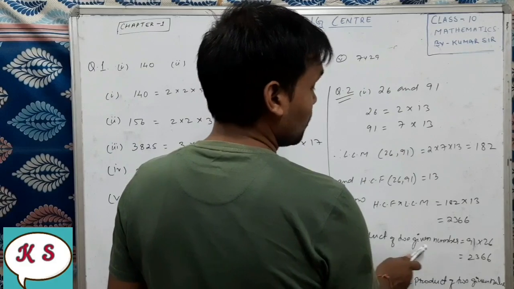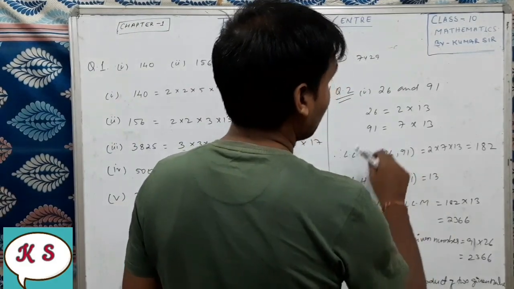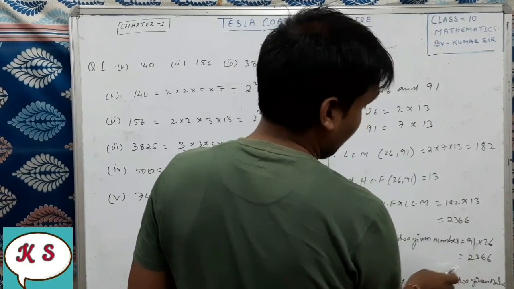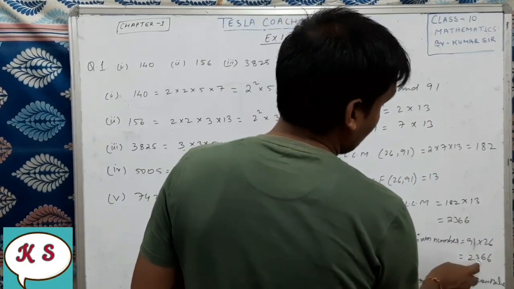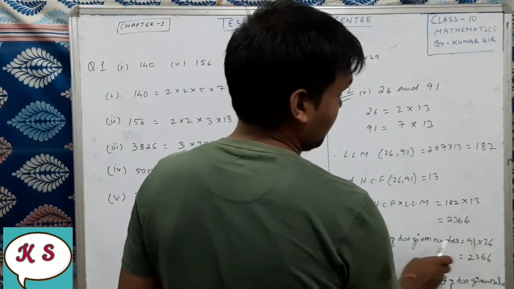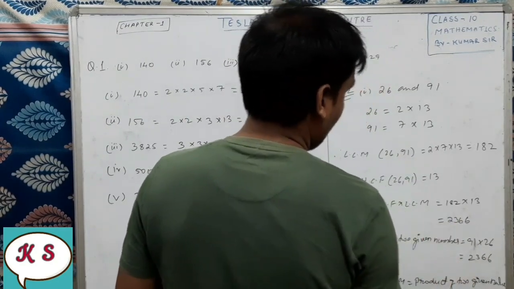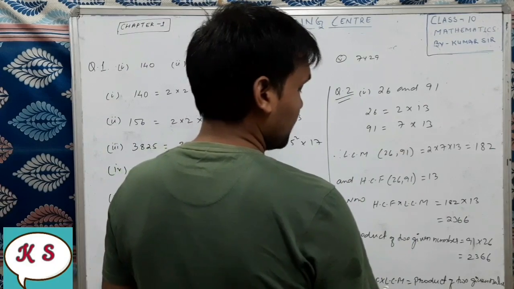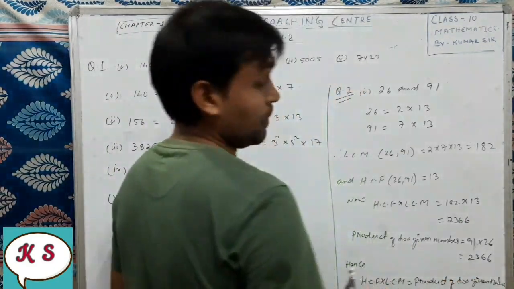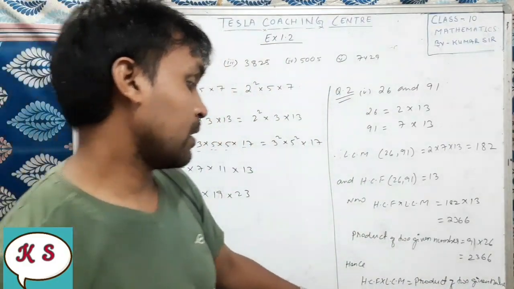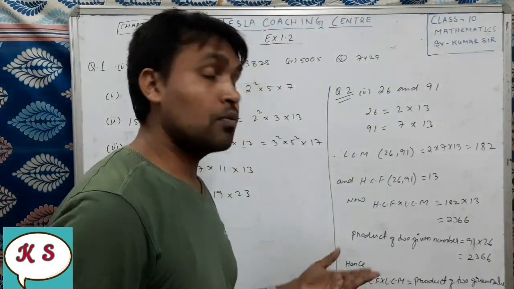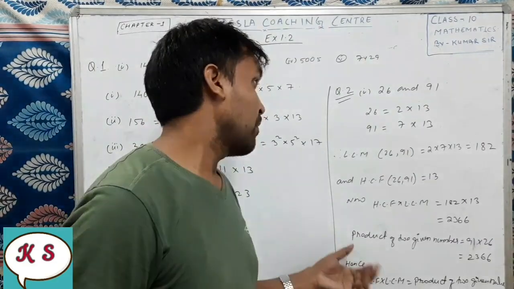Now product of the two given numbers, so the two given numbers are what? 26 into 91, so we have multiplied 26 into 91, so we got how much? 2366. So you see, the product of HCF and LCM and the product of the two given numbers are coming equal. Hence HCF into LCM is equal to the product of the two given numbers. Okay, this is what they are asking us to verify. So we have already done it, so it is verified.